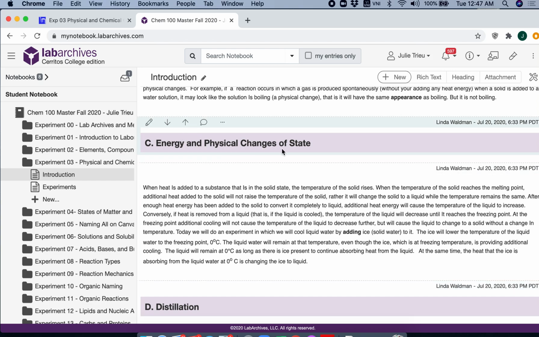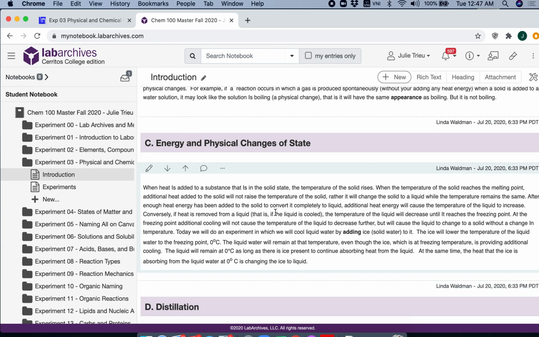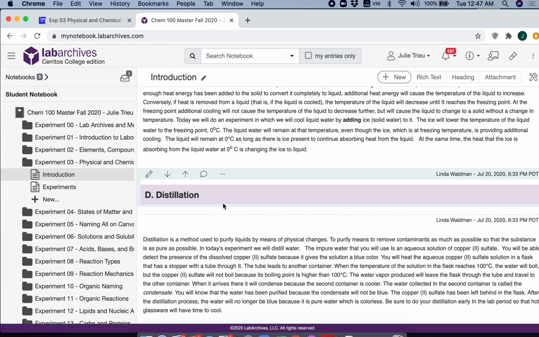Energy and physical changes of state. Make sure you read this, and do the experiment to understand the relationship between energy and physical changes. Distillation is the last technique you're going to learn. It's a method used to purify a liquid from contaminants.